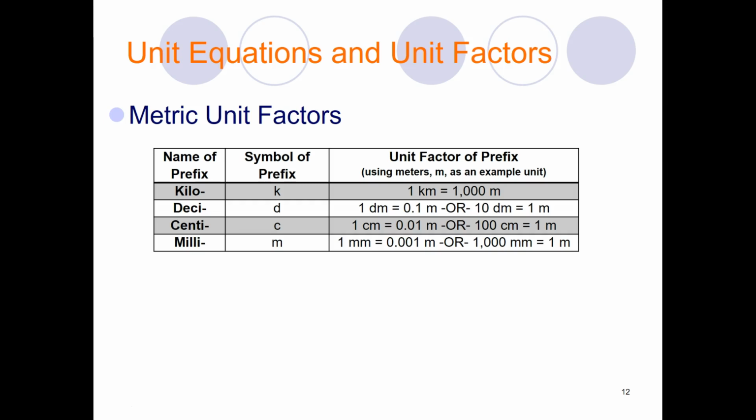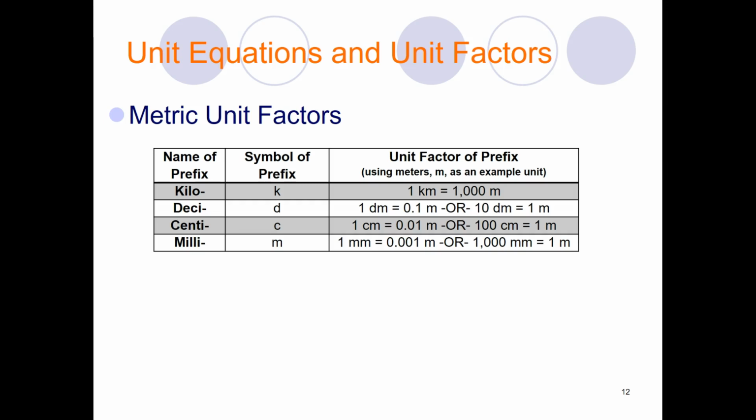And these are 4 of the metric unit factors. In your textbook, there are more than 4. These are the 4 you have to memorize. So what you need to memorize: the name of the prefix, the symbol of the prefix, and the unit factor that goes with it. So the 4 prefixes are kilo, deci, centi, and milli, and their symbols are lowercase k, lowercase d, lowercase c, lowercase m. Make sure you know which one goes with which.